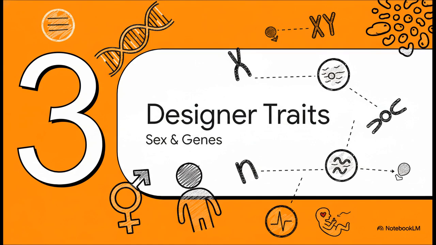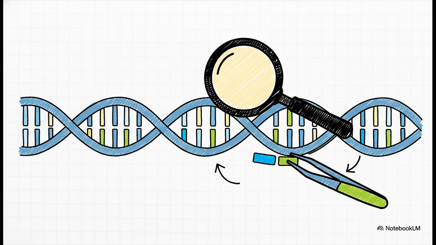That moves us to the next part of our toolkit: picking and choosing designer traits, like the sex of the offspring or specific genes. Yeah, this is where we go way beyond just copying. These techniques let scientists interact directly with an embryo's genetic code. And think of it like this: there's a huge difference between just reading the code to find traits that are already there and actually writing new information into it to add brand new ones.